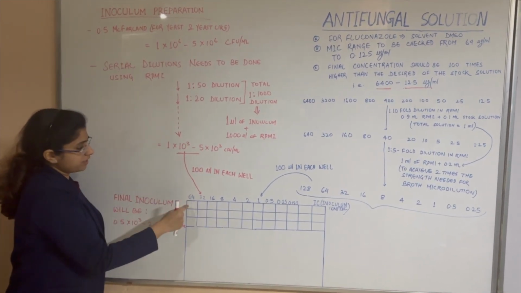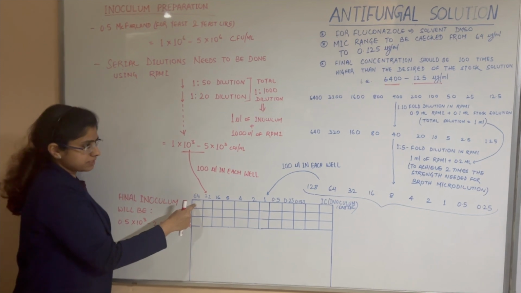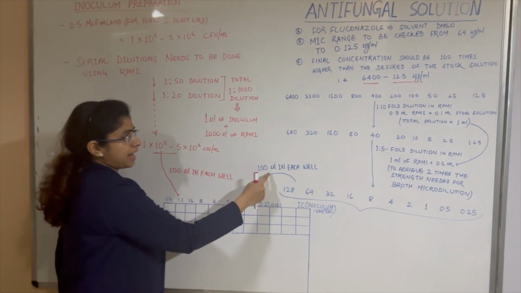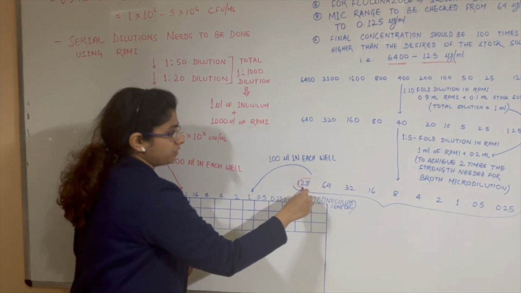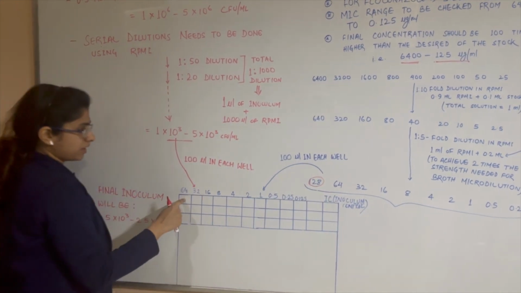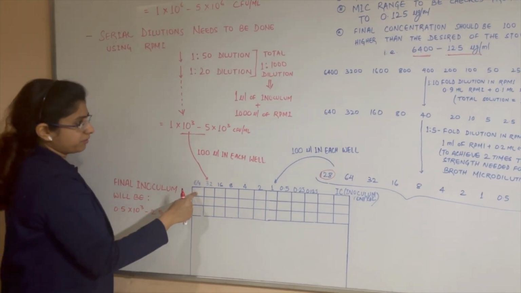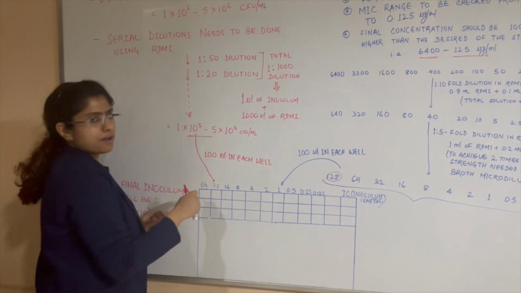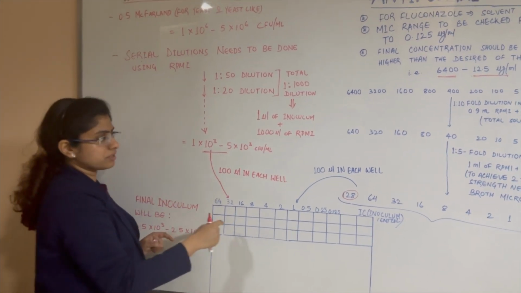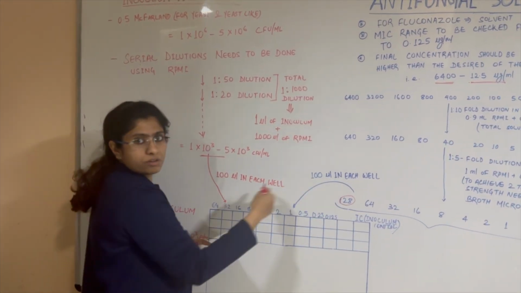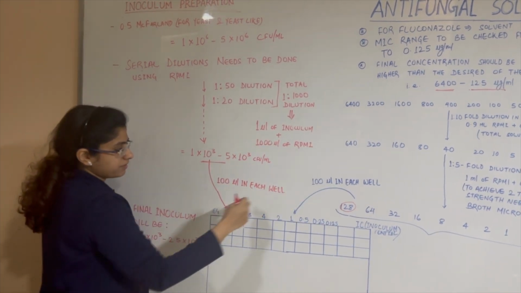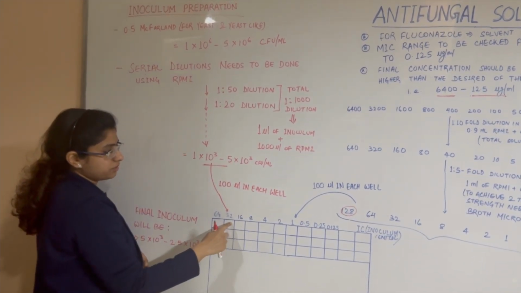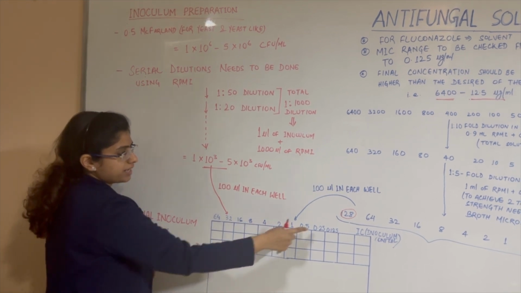Suppose here we add 100 microliter of inoculum first, followed by 100 microliter of this antifungal stock solution of 120. When we add these, there is a half reduction of both the inoculum concentration as well as the antifungal concentration. So the antifungal then comes to 64, followed by 32, 16, 8, 4, 2 and so on.